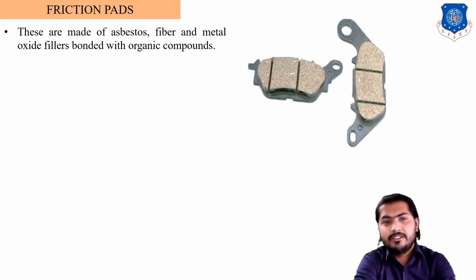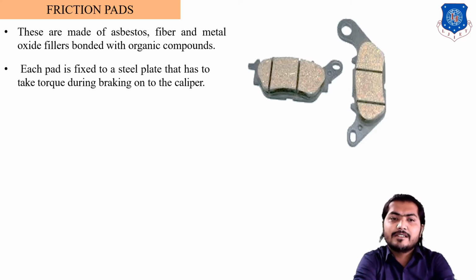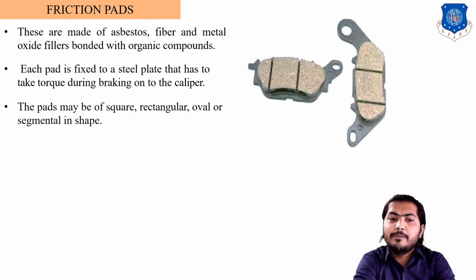The metal which is used in the friction pads. Each pad is fixed to a steel plate inside the brake calipers, which helps to take the torque during braking on the calipers. The pads may be square, rectangular, oval, or segmented in shape.